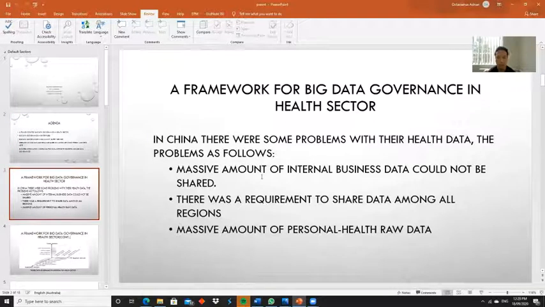This is the first case study in health sector. So in China, there are some problems. There are so many amount of internal business data that couldn't be shared. Because China is so big, there is a requirement to share data among all regions. Also, there is an explosion of social media platform. Because of that, there are so many personal health data.